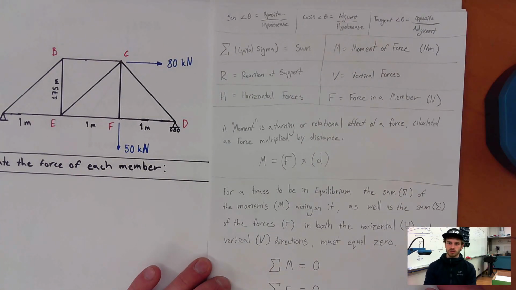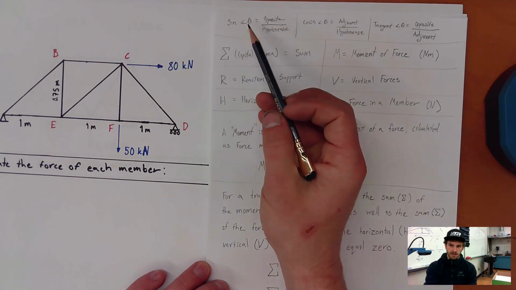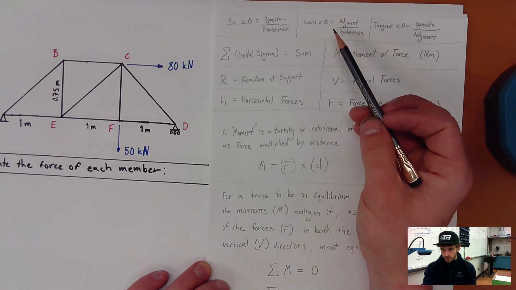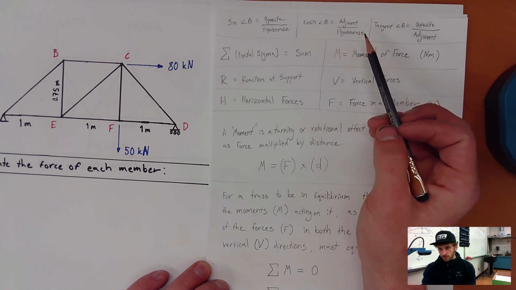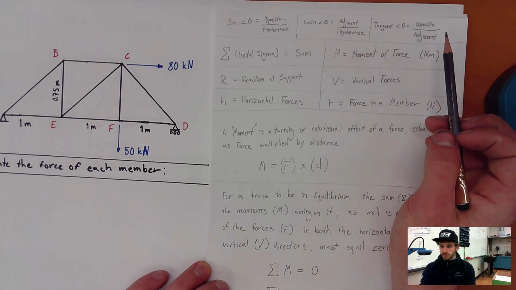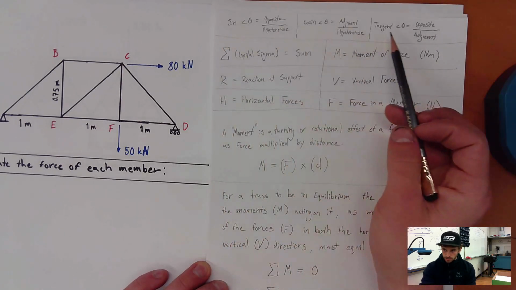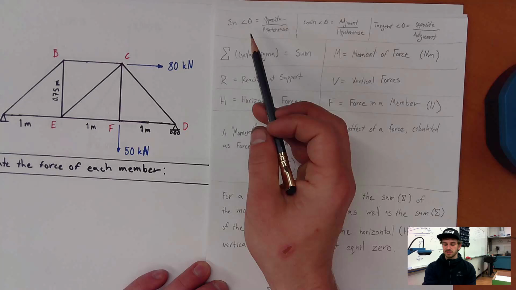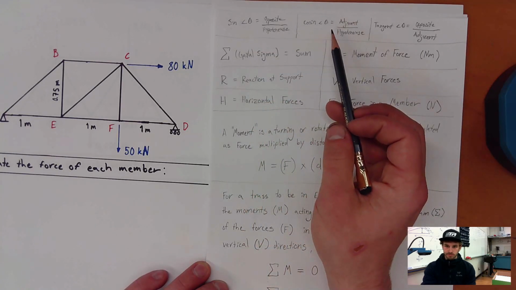If we remember our trigonometry, sine of theta is equal to opposite over hypotenuse, cosine of theta is adjacent over hypotenuse, and the tangent of theta is opposite over adjacent. That's the trigonometry we're going to be using, mostly the sine and cosine.